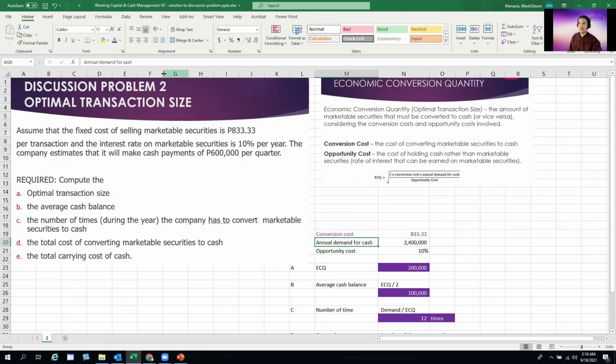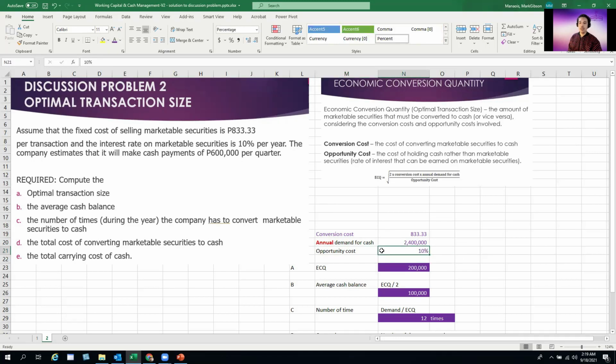Annual demand for cash, dahil nga annual, ang given sa atin is in quarterly basis. So 600,000 multiplied by 4. Saan galing yung 4? There are 4 quarters in a year. Okay. So that's 2.4 million. Opportunity cost, sabi natin opportunity cost is basically your carrying cost, or the rate of interest that can be earned on marketable securities. Ito nga yung opportunity cost natin na tawag. So that's 10%, also given.